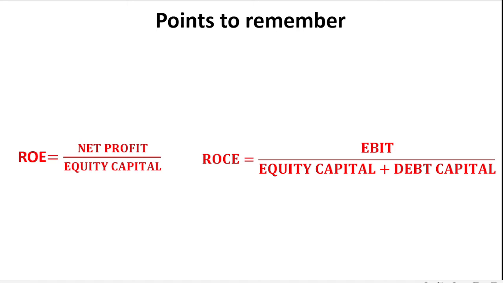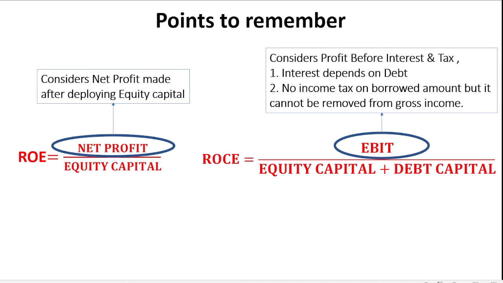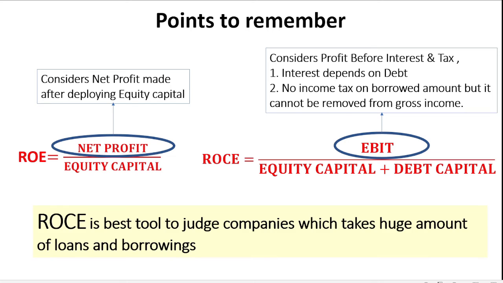Second point which you should always remember is that ROE considers net profit. What it simply means is that ROE tries to calculate the profit after deploying the equity capital and no debt capital. Whereas ROCE considers EBIT or operating income, simply because in the denominator they are already considering debt and borrowings. So the message I'm trying to give here is that ROCE is the best tool to judge companies which take huge amounts of loans and borrowings. But if a company is not taking any sort of loans or debt, then ROE is the preferred ratio.